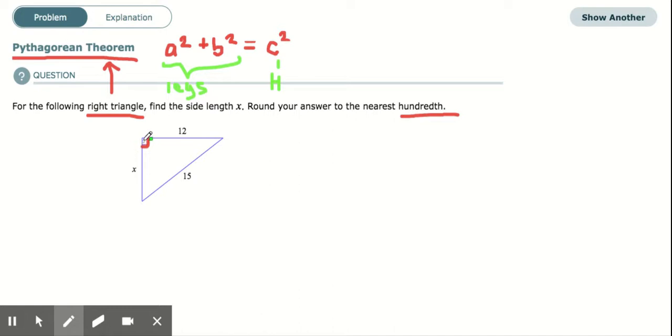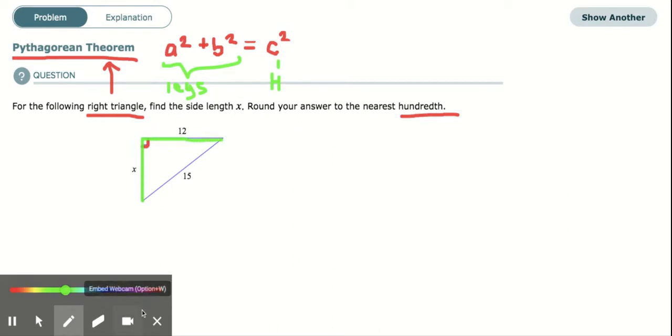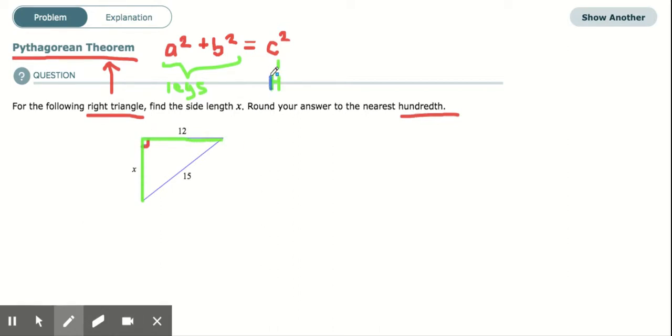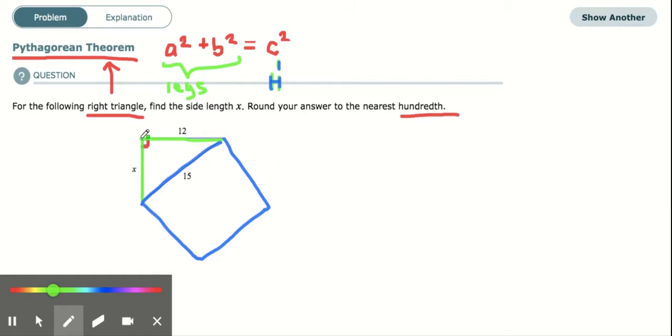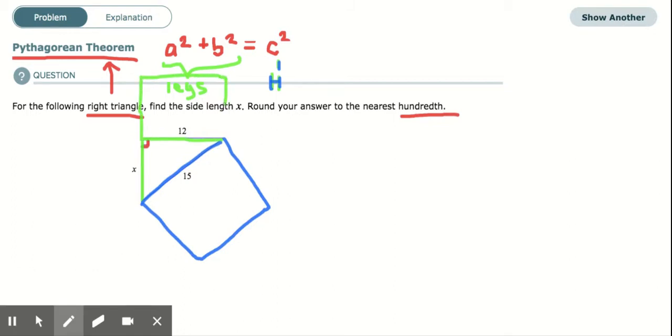So let's go ahead and see. The legs are this length, x, and this length, 12, and the hypotenuse here, let's write it in blue, is the longest side of the right triangle, and if you'll notice, it's also the side that's across from the right angle here. So if you made this into a square, it would be 15 on each side, because a square has equal length on all sides. It would be x on each side, so this would be x squared, right? Because it's represented by x on each side.